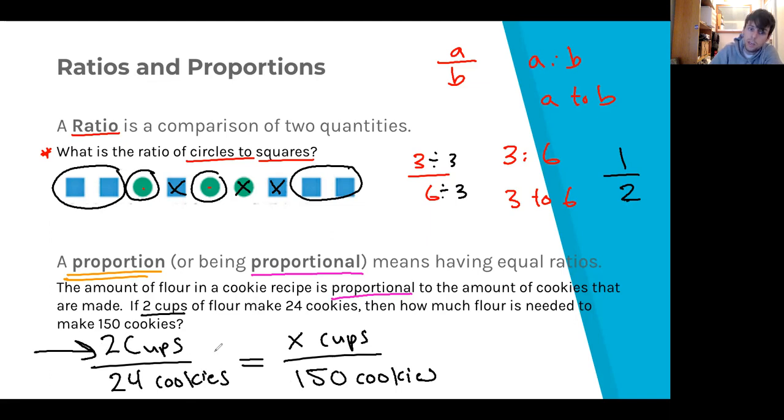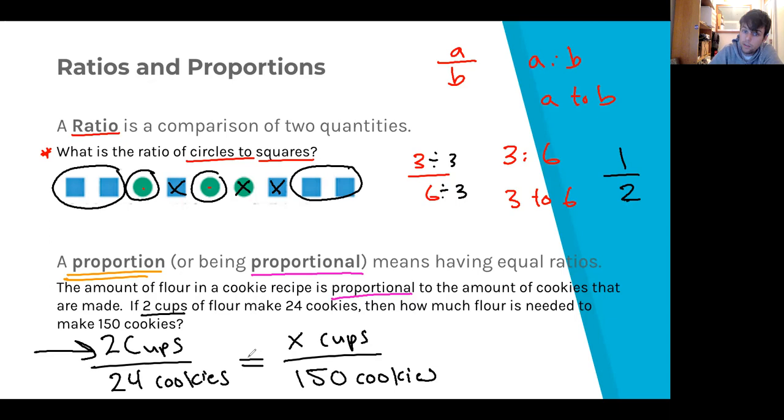I chose to put cups on top of my ratios, so the amount of flour on the top, and then in both of these ratios, put cookies on the bottom. If I start switching these up and mixing and matching, I may not get the right setup. I have to make sure I do it with consistency. So whatever I put on top in one ratio, I need to put a corresponding thing on top in the other ratio. So flour and flour, for instance. Same thing in the denominator here, cookies and cookies.